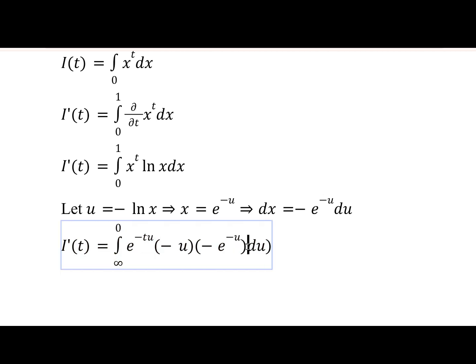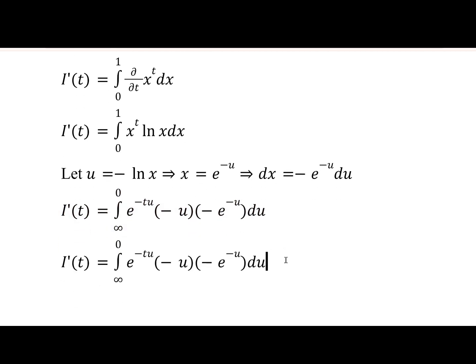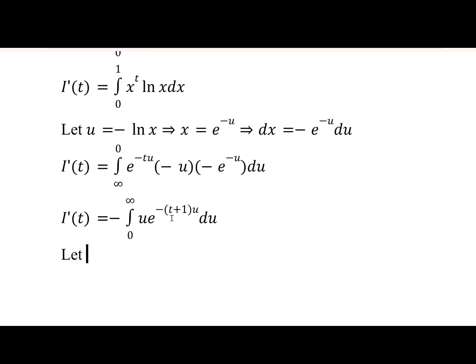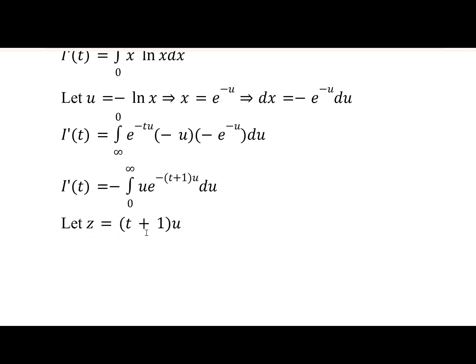So we can use this minus sign up here to change the order of the bounds, giving us infinity at the top and 0 at the bottom. And this other minus sign we'll just put at the front. And now we can combine these two exponentials, putting a 1 plus t power, and we'll just move this u to the front. Okay, now we want to let z equal t plus 1 times u, because that way the exponential's exponent will just be a bit nicer to deal with.